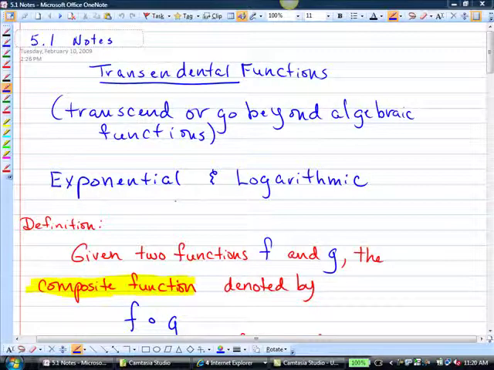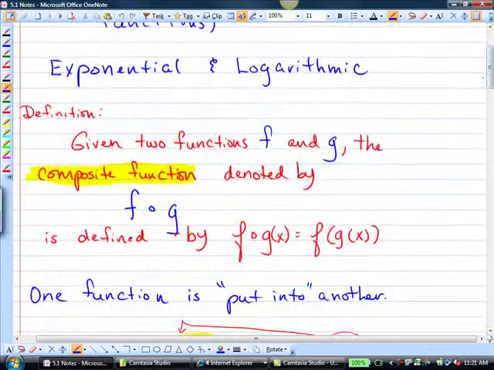We're going to start out by talking about composites. If you had college algebra, you should have gotten this. I know you guys that were with me, we did composite functions, putting one function into another, and that's what we're going to look at right now. Here's a definition of it.